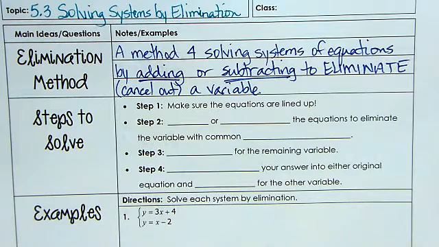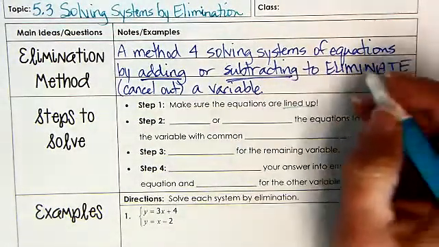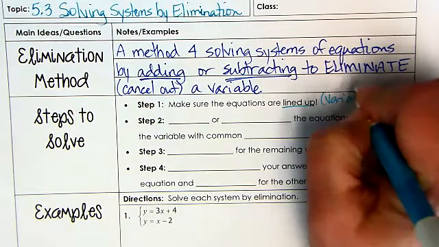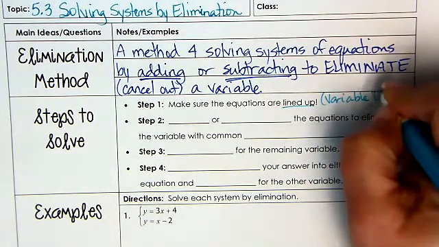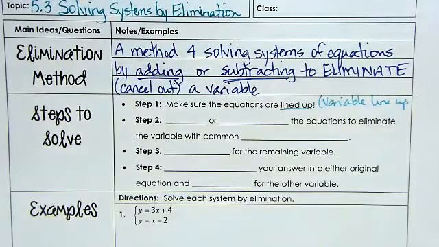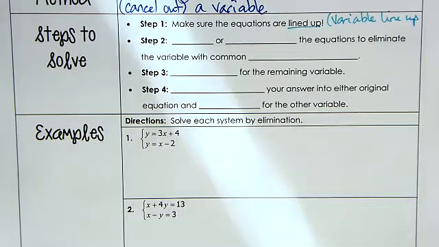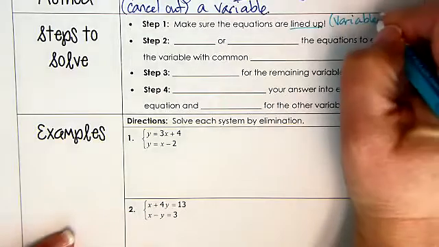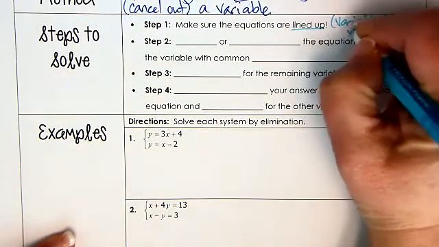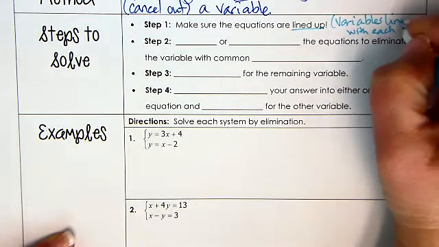All right, steps for solving. Step one, make sure the equations are lined up. That means the variables line up with each other. Got that, guys? Here we go. I need to move this screen. Patience, please. Okay. So make sure the equations are lined up. That means the variables line up with each other. You'll see what that means in just a moment.